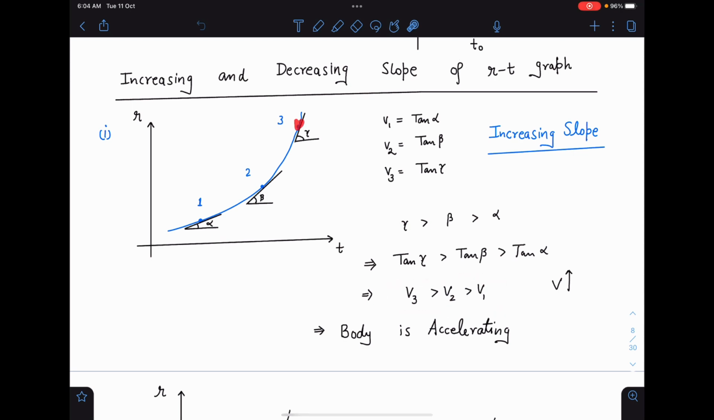The corresponding speeds are V1, V2 and V3. Directly by seeing the graph, I can say that velocity at 3 is more than velocity at 2, and this is more than velocity at 1. So the body is accelerating, its speed keeps on increasing.